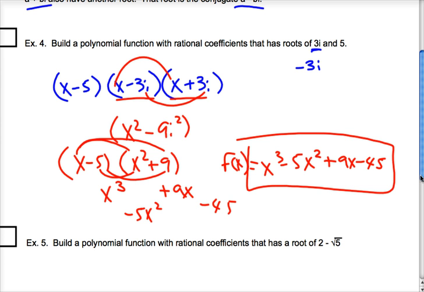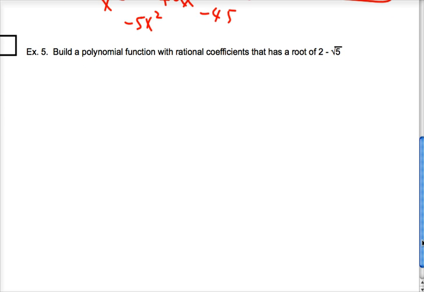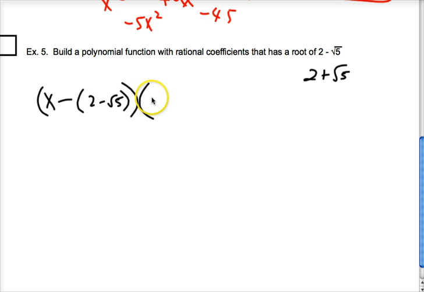Okay? Alright, this one I think is a little trickier, because we've got a root of 2 minus 5i. So that tells me that I've got to do 2 minus square root 5, and 2 plus square root 5. So you might need to rewind this one, take your time: x minus 2 minus root 5 has to be a factor, and x minus 2 plus root 5 has to be a factor. So I just subtracted each of those.